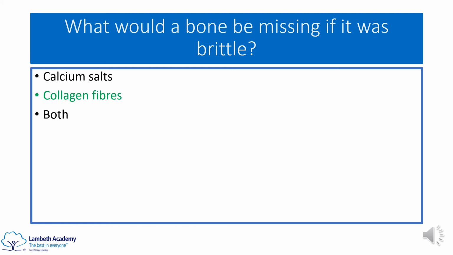So the correct answer here is collagen fibres, but I hope this really made your brains tick. If we don't have collagen fibres, our bones will not have that flexibility. We know that bones break, but our bones would be much more brittle. Obviously, we need both of these components to build our bones, so if one was missing, the other one would be very ineffective anyway, but the correct answer is collagen fibres.